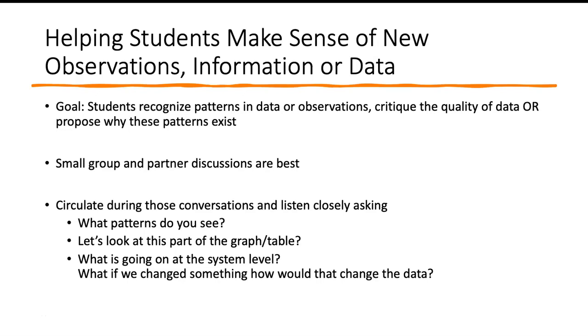You could ask them things like, what is going on at the system level? And then if your students are really catching on to understanding this observation or data, you can start asking them things like, well, what if we change something? How would that change the data? So if you changed a variable, like a temperature or an organism, what would happen to the data set that your students are working with?